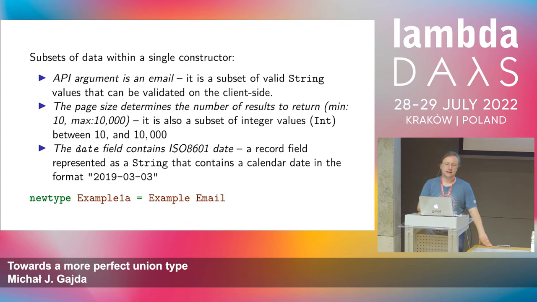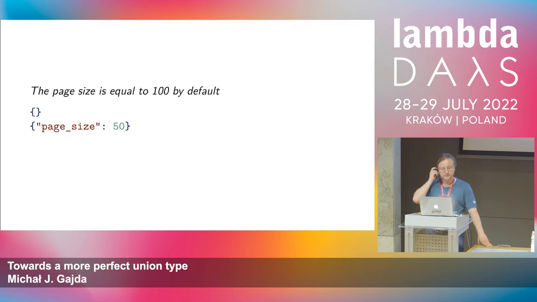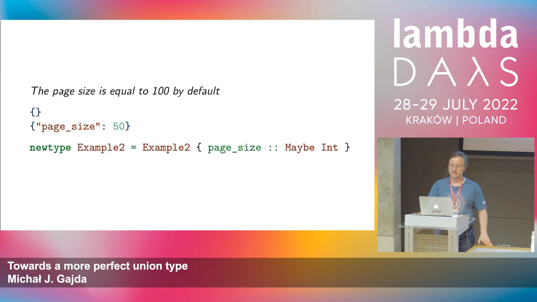So this is how we would encode these types in Haskell. An email, or an integer, or a date. There may be also a record that is either empty or has a page size. And then we would encode it as a maybe integer.